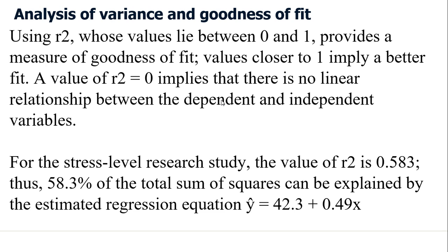That is, okay, there's a good fit between these two variables. And an R squared value of 0 implies that there's no linear relationship between the dependent and the independent variables. That's to give you confirmation that, yes, these things do not fit.